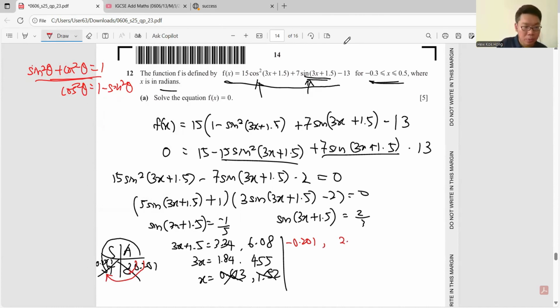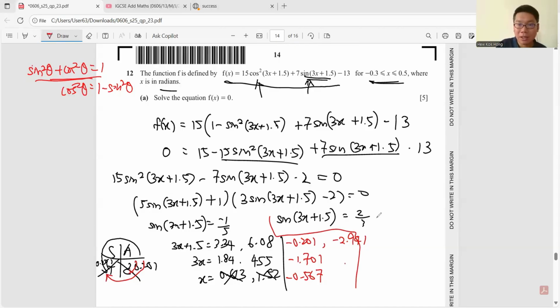I get 2.941, but it's negative direction. So both also minus 1.5 divided by 3. Negative 0.567. Oh, even this already exceeds. So here we don't have any answers that fulfill the criteria.